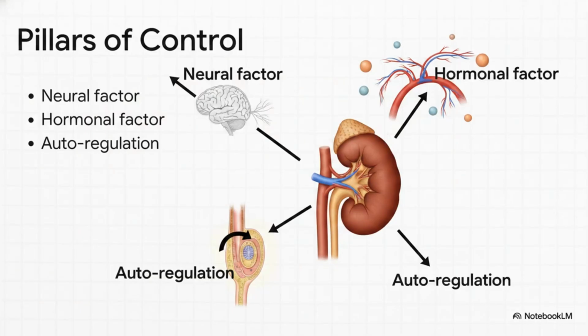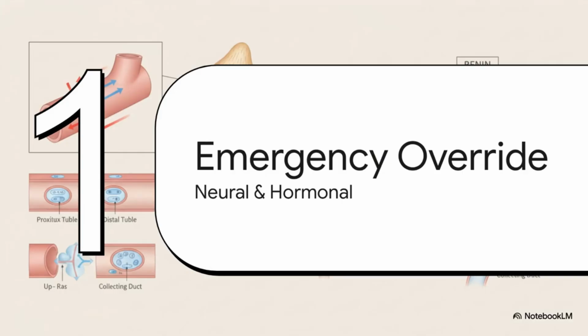To prevent us from rapidly losing our blood volume like that, the kidney relies on 3 distinct negative feedback mechanisms, or pillars of control. We've got the neural factor, the hormonal factor, and intrinsic autoregulation. Let's unpack exactly how they share the workload. Moving right along to Part 2, Emergency Override, Neural and Hormonal Factors.